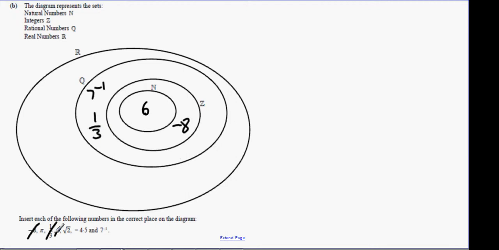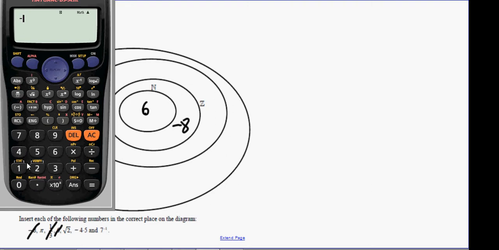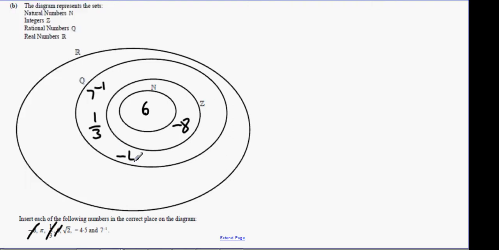Now that we've got rid of these numbers, we also have minus 4.5. Put minus 4.5 into the calculator, and what you'll see is it's also a rational number, because it can turn into a fraction. So minus 4.5 goes here as well, and 7/1.